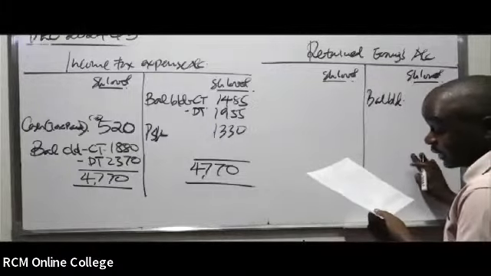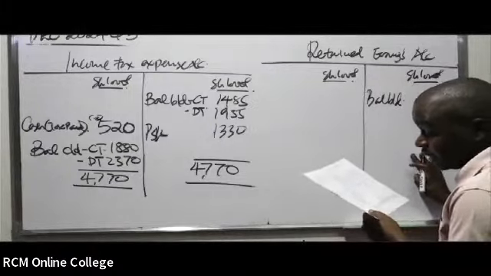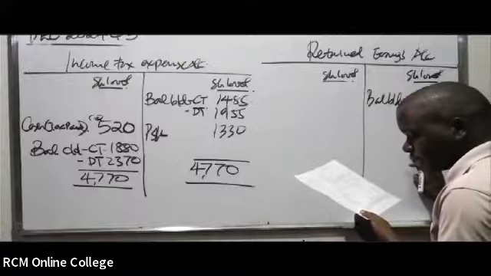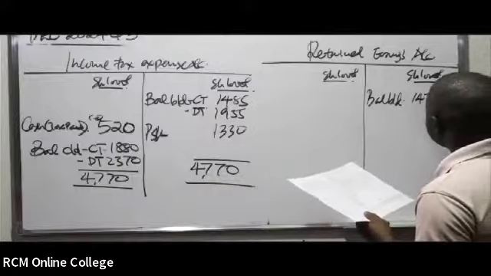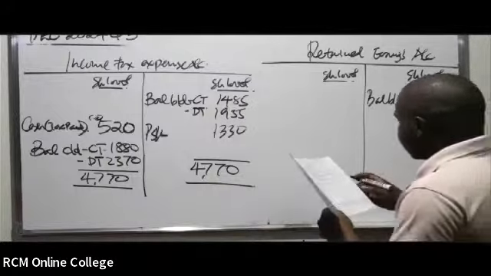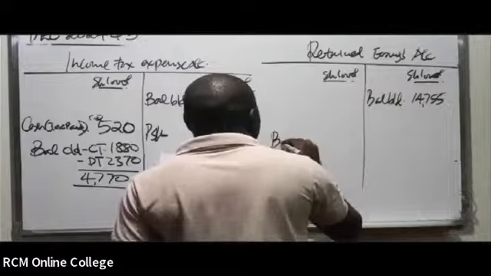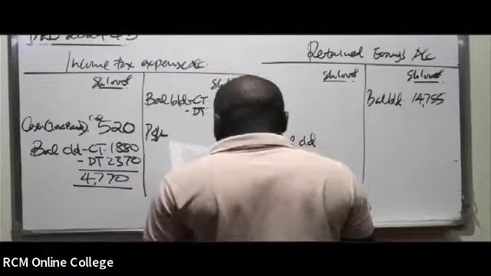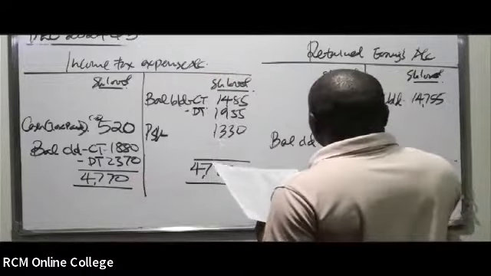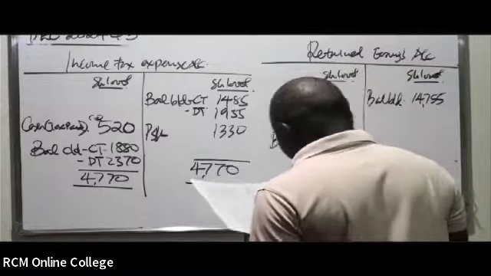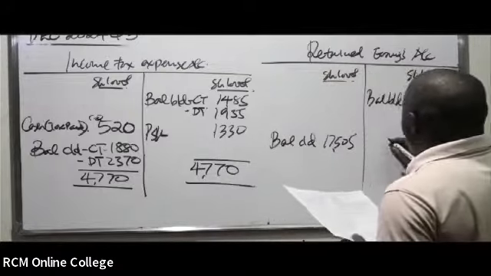Millicent, are you seeing it? It is giving us a figure of what? 14,755. Well, in this case, at the end, we have a balance carried down in the retained earnings of a figure of 17,505. During the year, they made some profits.